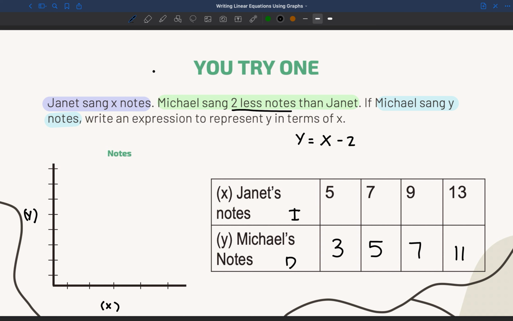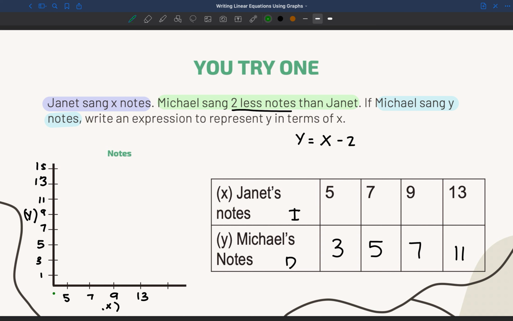Now we're going to plot on the graph. Looking at the x-axis, we're going to write 5, 7, 9, 13. And then on the y-axis we're going to go up by odds, starting with 1 first: 1, 3, 5, 7, 9, 11, 13, and 15.